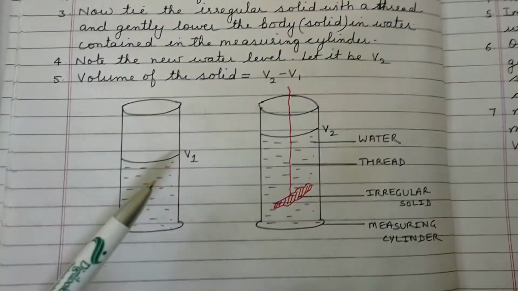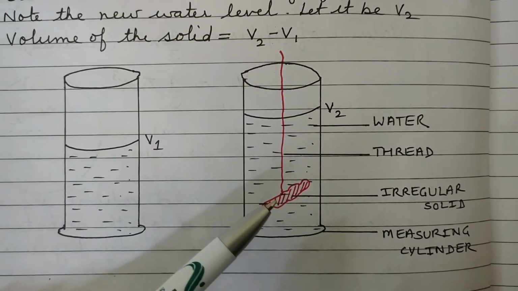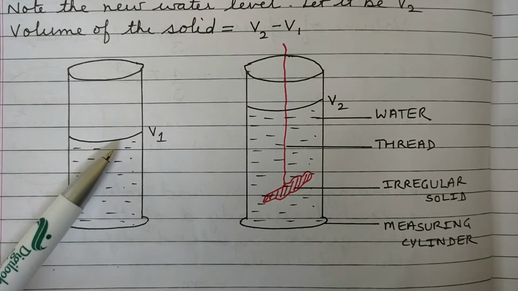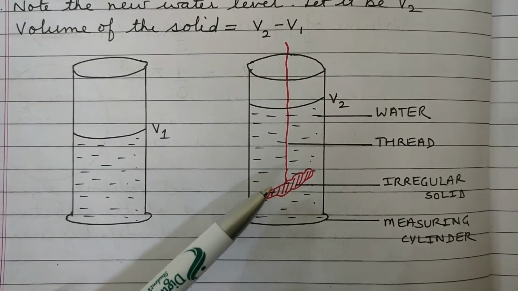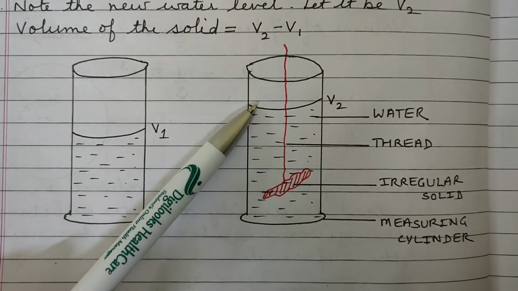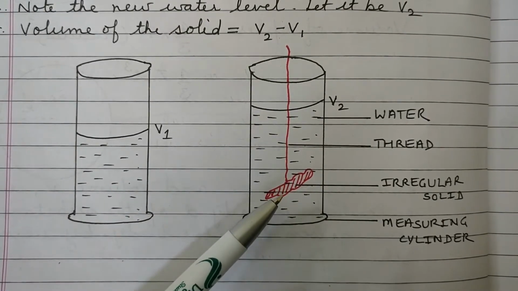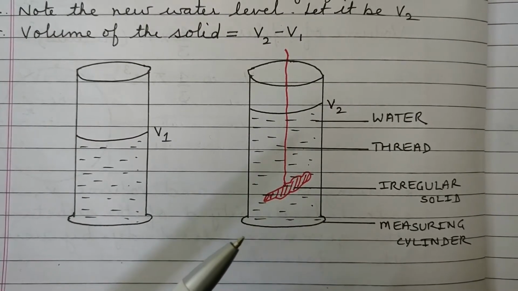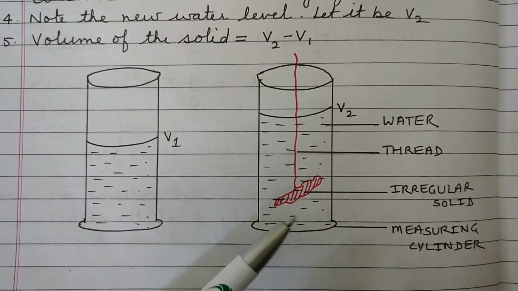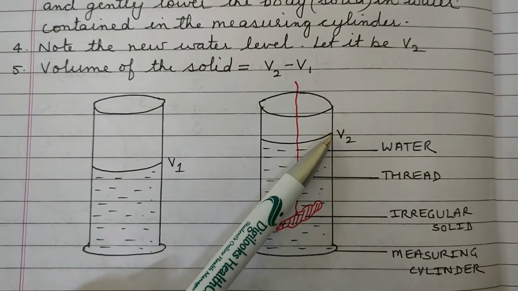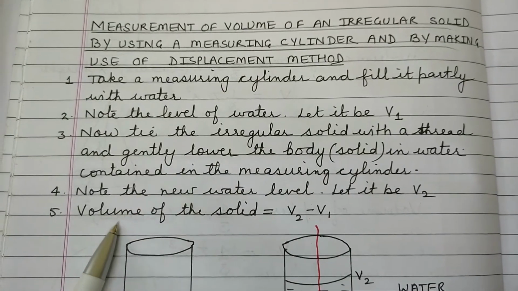Now the solid whose volume is to be measured, we'll tie it with a thread and immerse it in the same measuring cylinder, and on immersing the irregular solid in the measuring cylinder containing water, we will find the water level will rise. Why is the water level rising? Because on immersing, the irregular solid is displacing the same volume of water, whatever is the volume of the solid. And as a result, there is a rise in the water level. So we'll note down this water level V2. The difference in the two, V2 minus V1, will be the volume of the solid.